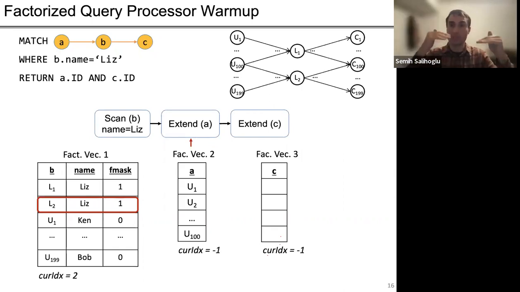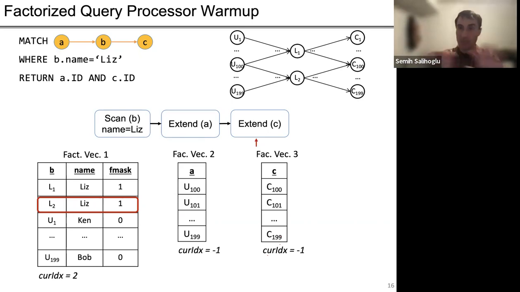So it tries to see, is there another B in the vector group one that was passed to it? So it increments the current index and then extends L2 now to U100 to U199, and gives this to extend C, which extends to C100, C199. And again, in this processing, no repetition happened, right? With some index changes, we were able to pass essentially Cartesian products of tuples between operators, right?